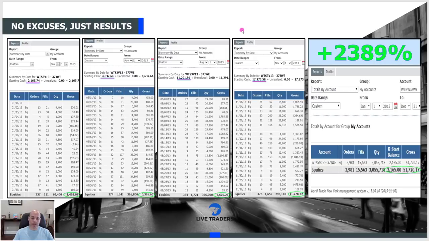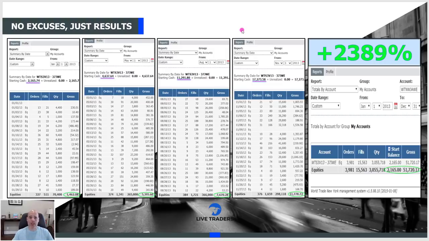So the point I was making here is it's not about the money. It's the only point I was making. I wasn't trying to encourage people to start with $2,000. That's not what this was for. This was to show you guys that the money is secondary. Proper trading is number one. Good money management is number one. That's what's most important here.